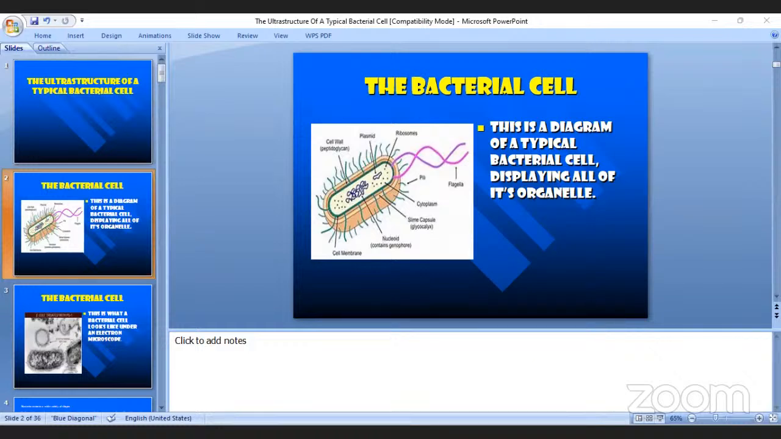So are you able to see the bacterial shape? Bacteria come in a wide variety of shapes. Which slide is visible to you? The second slide. This is a diagram of a typical bacterial cell. Bacteria come in a wide variety of shapes: spherical, rod shape, elongated. Are these all visible or not? Only the words. No, sir, not really.